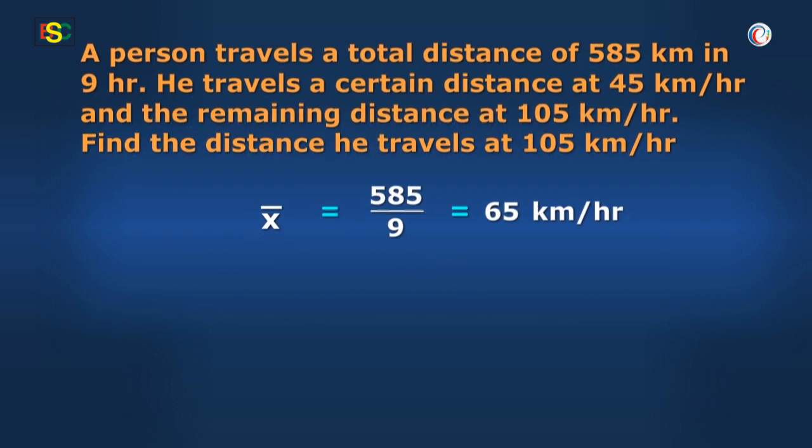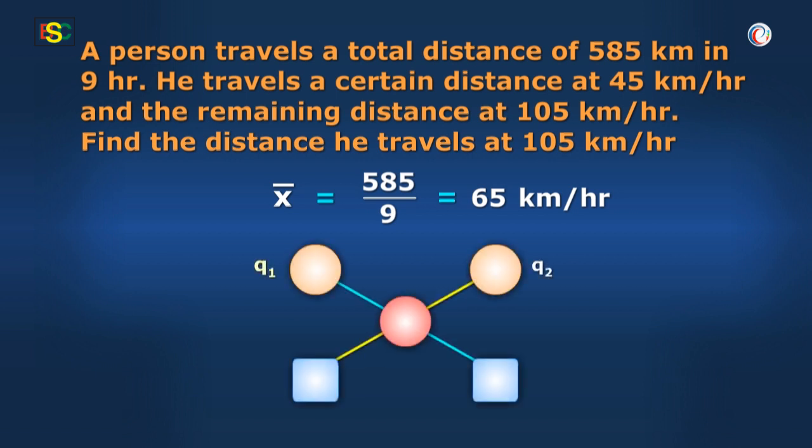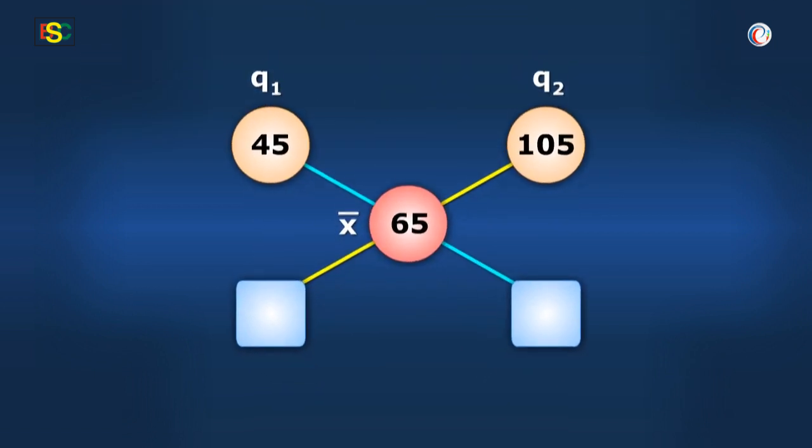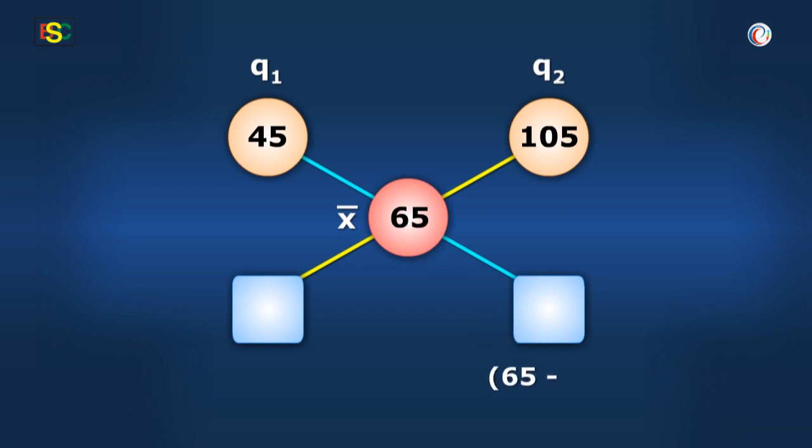Further, putting the values in the diagram where Q1 is 45, Q2 is 105 and the weighted mean is 65, and further computing the cross difference. Wait, Baba, let me do this. Here, it will be 65 minus 45, that is 20 kilometers per hour. And 105 minus 65 is 40 kilometers per hour. So, the ratio of weights is 40:20 or 2:1.